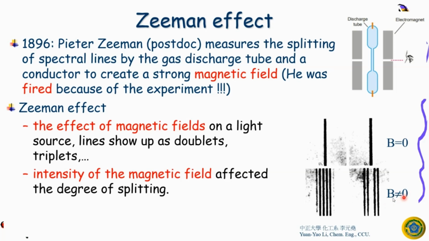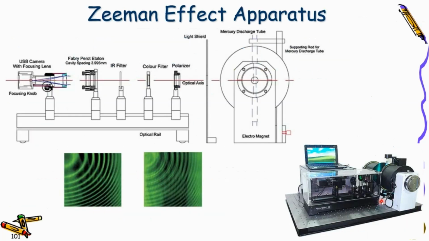B not equal to 0, this splitting will be wider. And the Bohr atomic model cannot explain this. If there is one wavelength, why does the light split? Why can the energy be split? If you go to the physics department, you can see this kind of experiment and this kind of instrument. It's called the Zeeman effect apparatus.